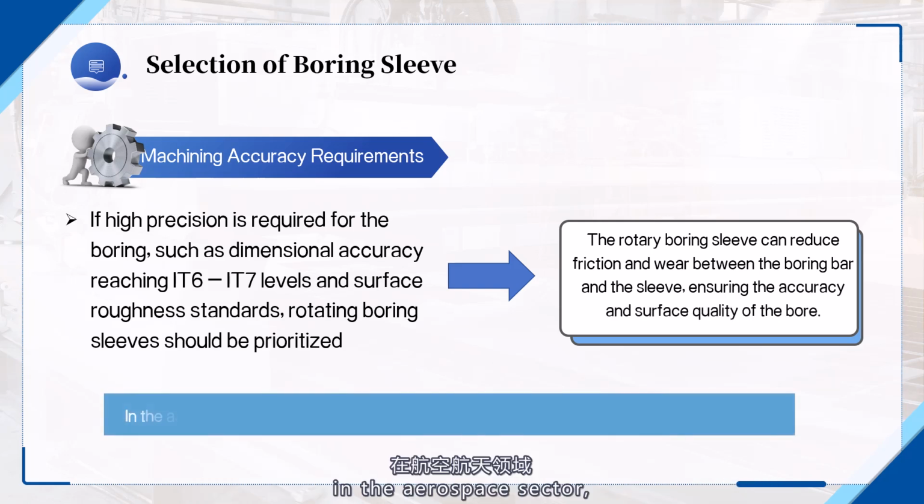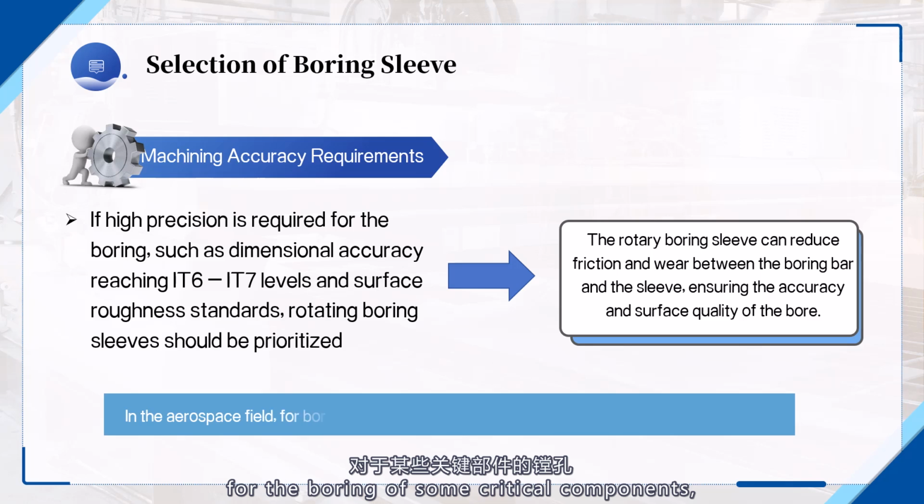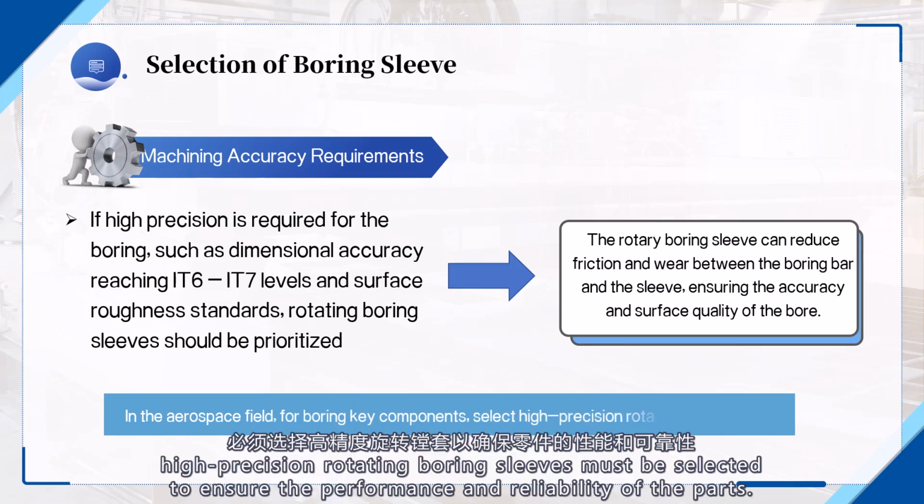For example, in the aerospace sector, for the boring of some critical components, high-precision rotating boring sleeves must be selected to ensure the performance and reliability of the parts.